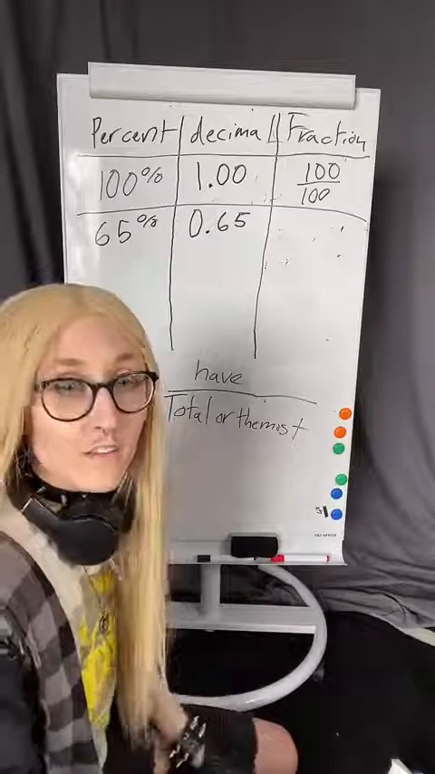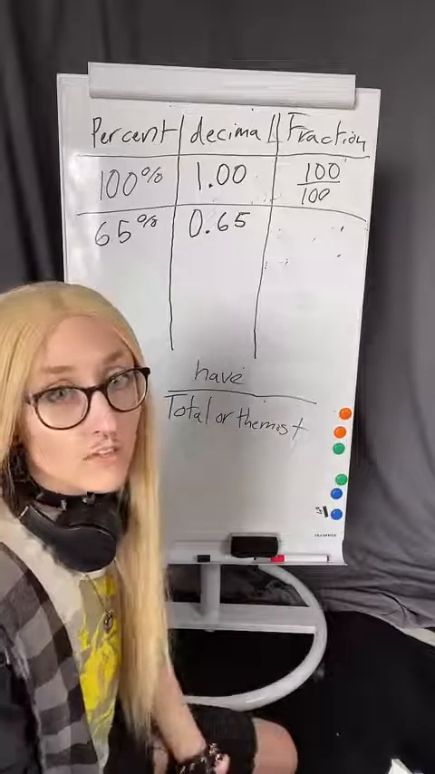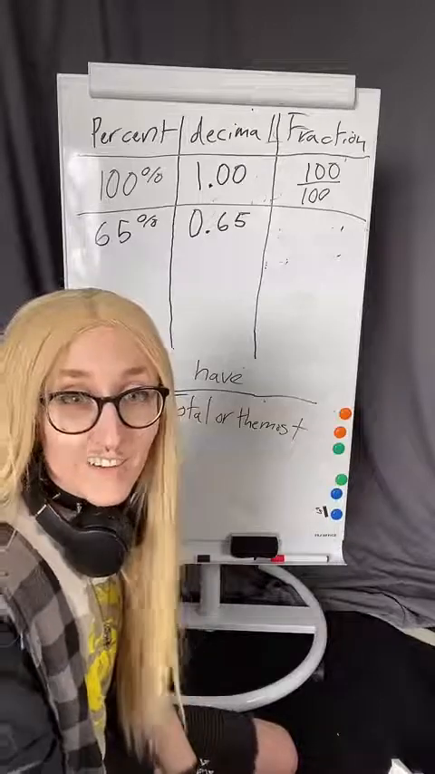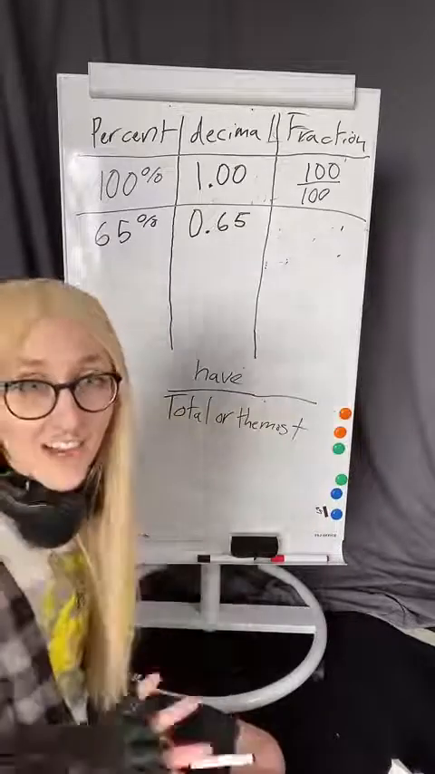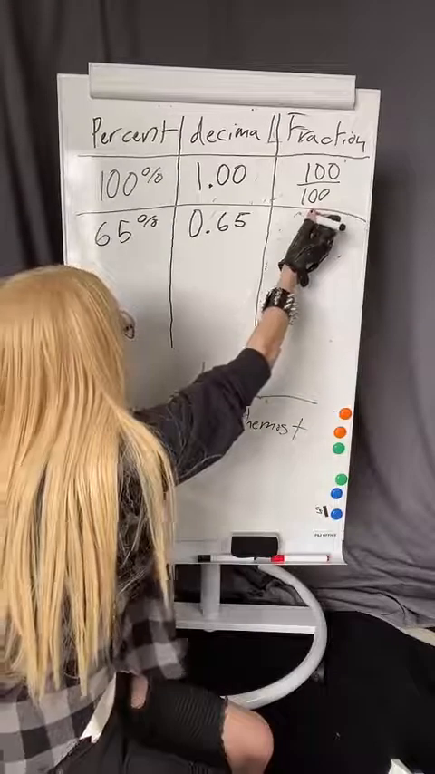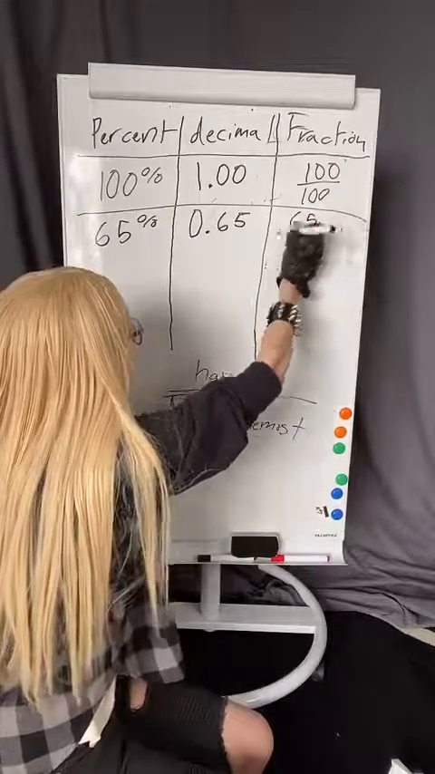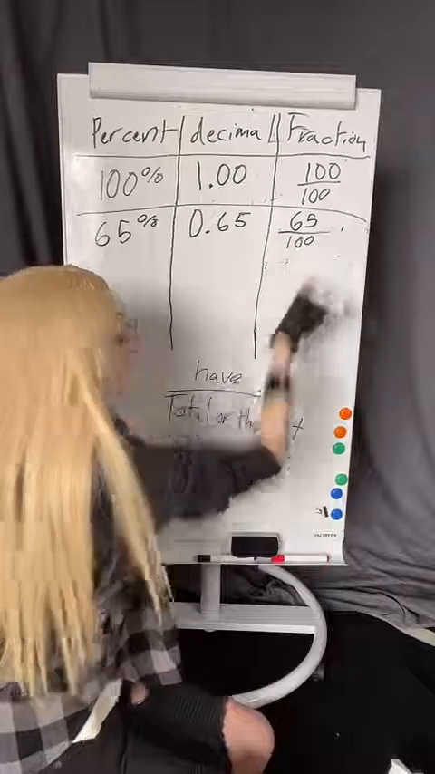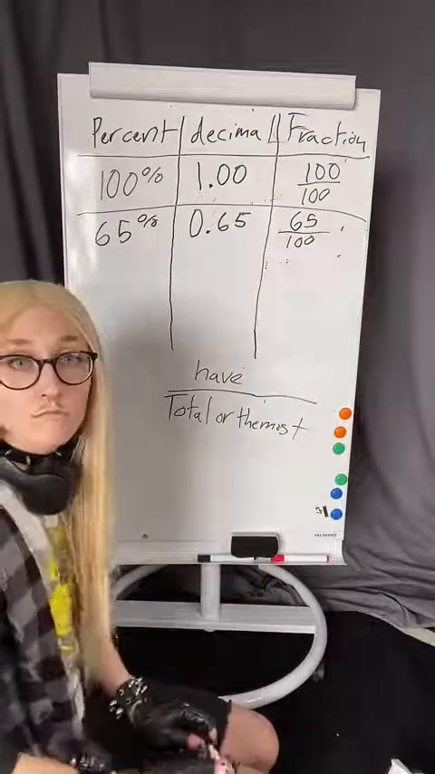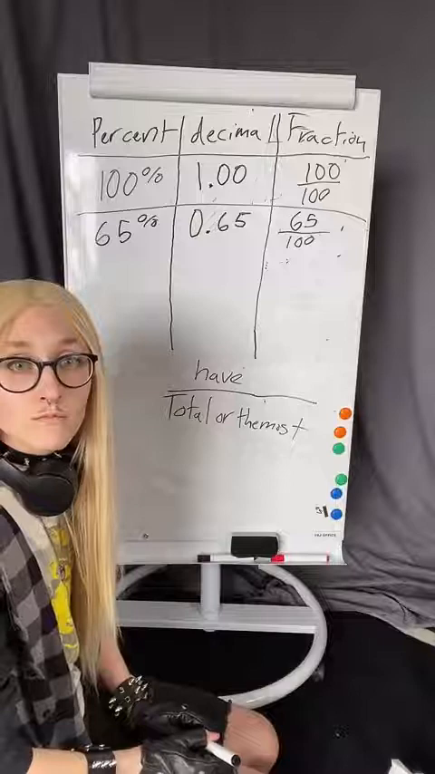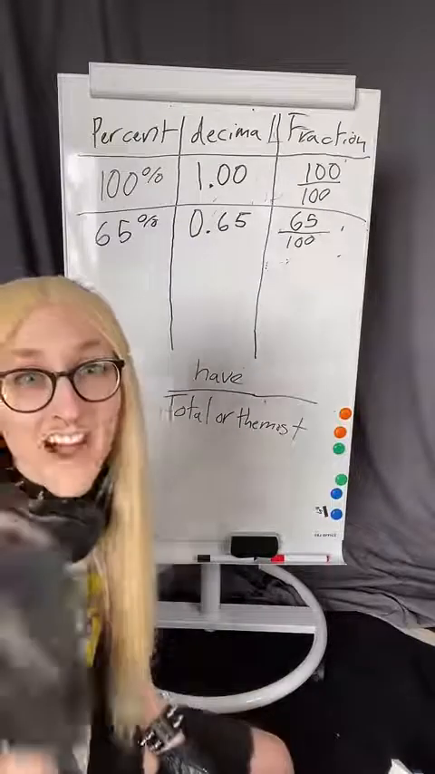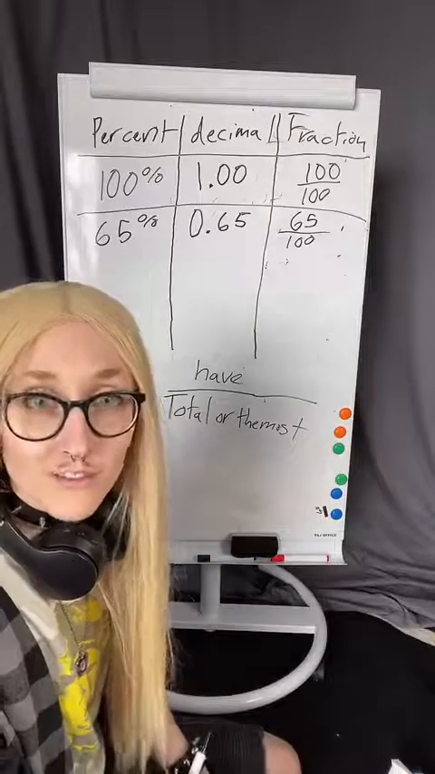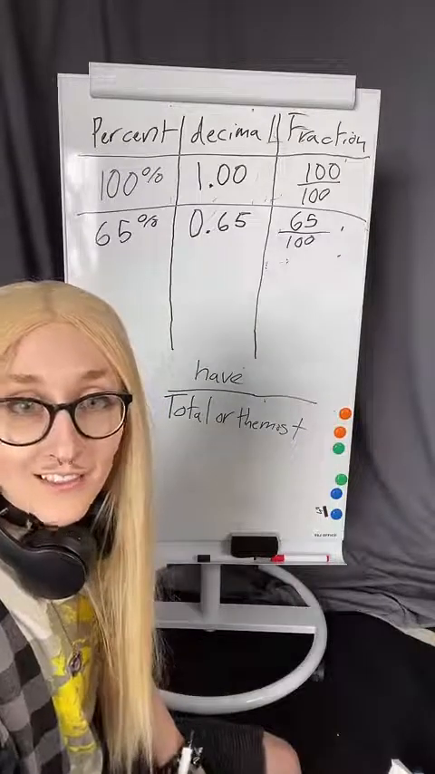Don't overthink it. If you're getting it wrong, it's because you're overthinking it. All right, so then as a fraction, that guy's going to be 65 over 100. That's all. It's that easy. You were lied to when you were told math is hard. It's not that bad.